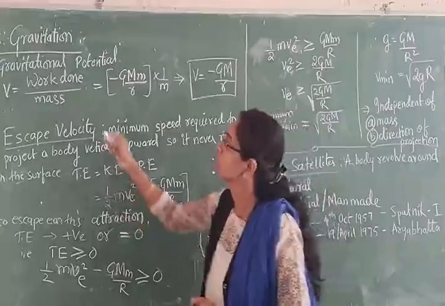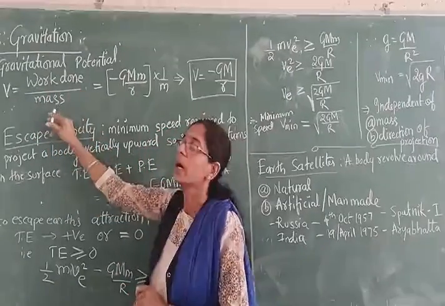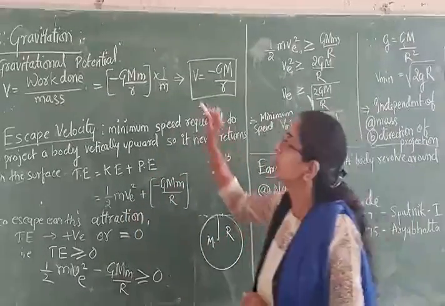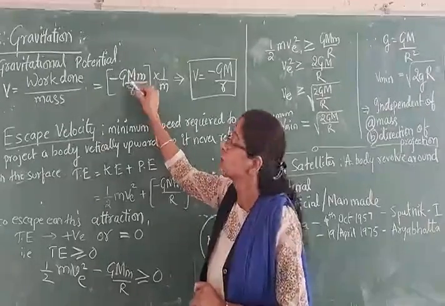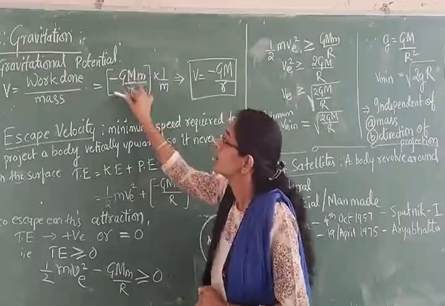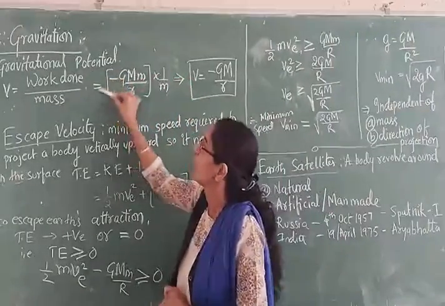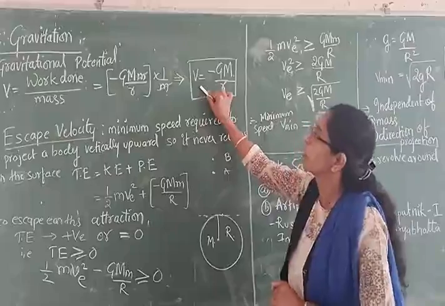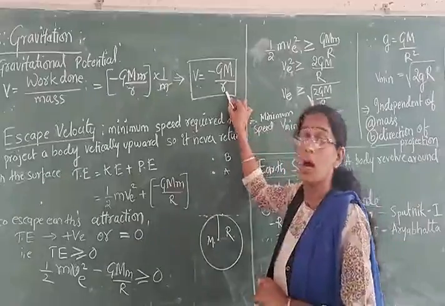The gravitational potential is denoted by the symbol V, and it is equal to work done divided by mass. If the object has mass m, we know the formula for work done, and it is nothing but the gravitational potential energy, which is equal to minus GMm upon r. Dividing by m, where M is the mass of the earth, the small m will be cancelled out. So you get the formula for gravitational potential as V is equal to minus GM upon r.